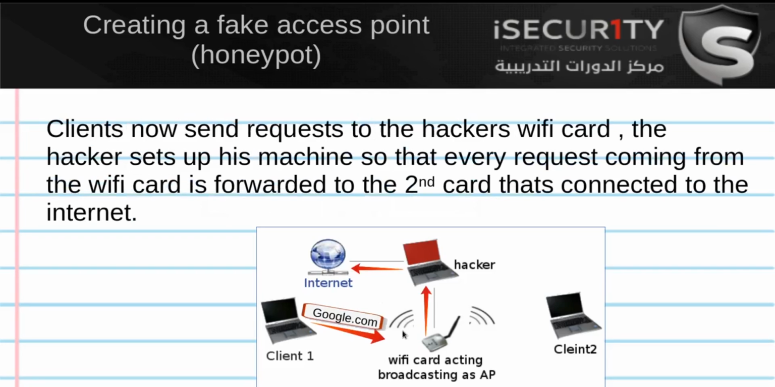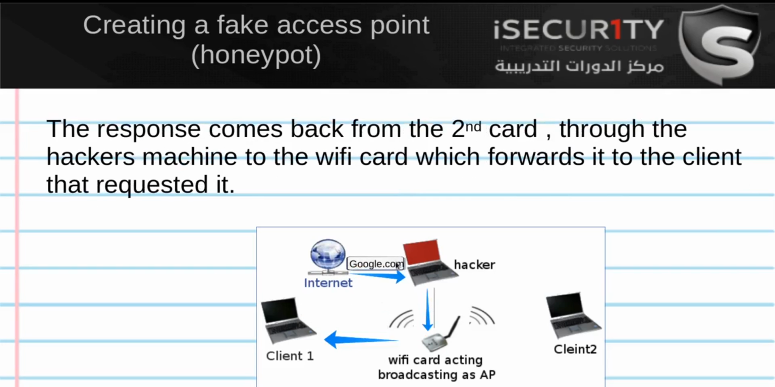So how is this going to work? Say, for example, client number 1 wants to access google.com. It's going to ask our Wi-Fi card to get that, because our Wi-Fi card is pretending to be the access point. Now, the Wi-Fi card doesn't have internet connection, so we're going to have to set it up in a way that once it gets a request, it talks to the second card that is connected to the internet. The second card is going to bring the request, forward it back through our device to the Wi-Fi card and back to client number 1.